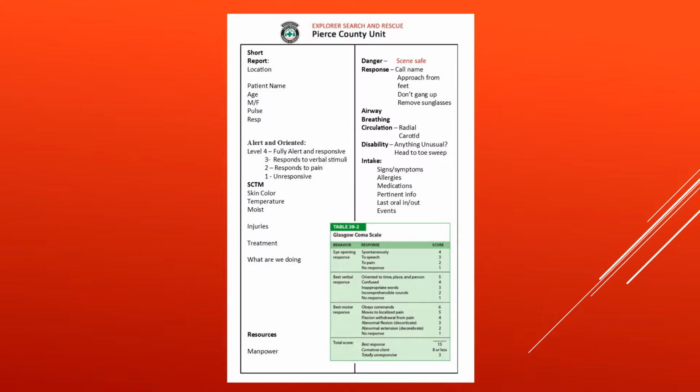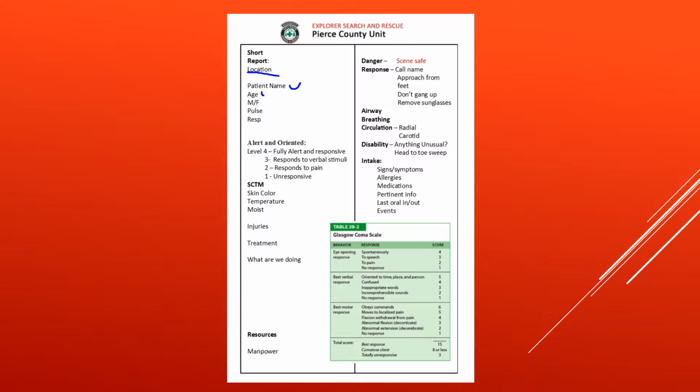The short report is the information that the operation leader, or OL, will need once you locate a subject. So it's very important that we know the location. You'll have your navigator plot the point on a map and/or use the GPS and come up with a coordinate for where you are. Then we're going to want to know the patient's name.